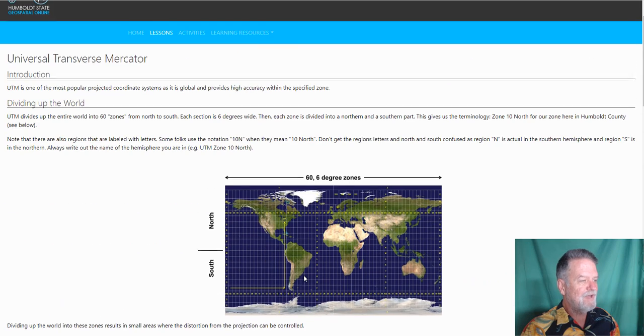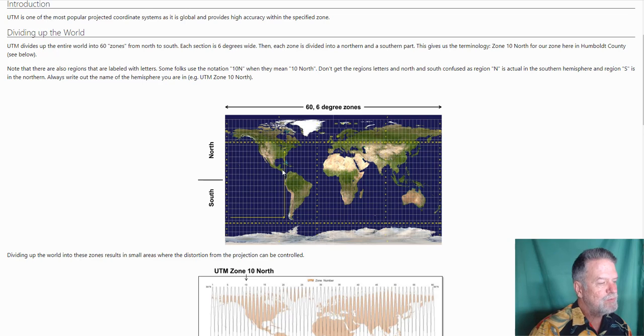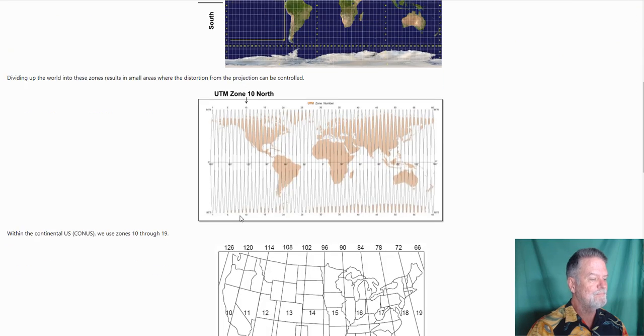There is a confusion factor that I need to mention here because we usually talk about UTM Zone 10 North, but some folks will use UTM Zone 10N. Now, the problem there is that there are also regions. These little boxes are regions. And if you take a look, we're actually in region T, and region N is down here near the equator. So I always write UTM Zone 10 North to make sure that I'm being clear about that. And UTM Zone 10 South if I'm in the southern hemisphere, to make it separate from these regions. And that's what these are referred to.